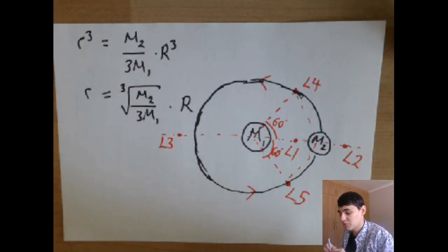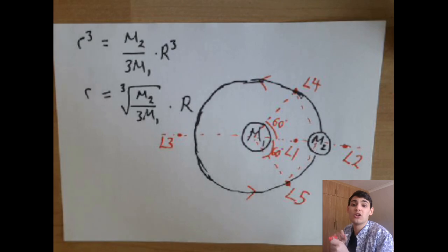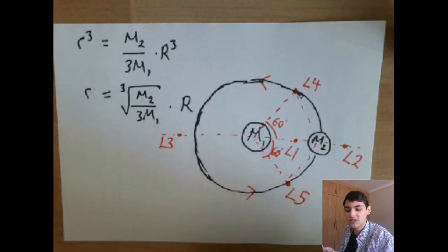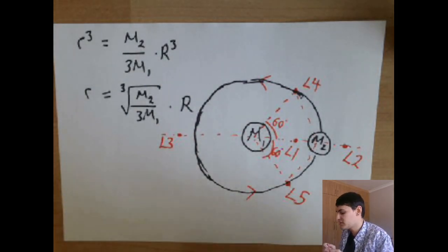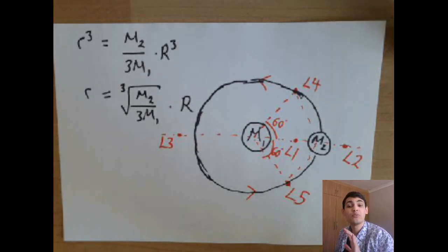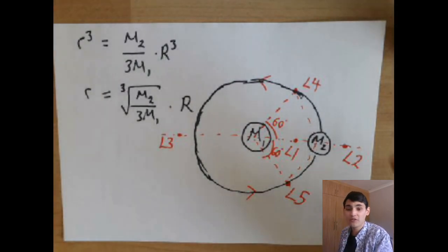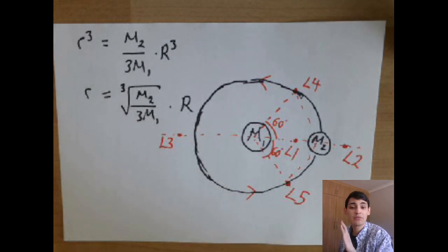Fun fact about these points: L1, L2 and L3 are a little bit unstable, so if you put something there, you have to perform a lot of course corrections to keep your objects there. But L4 and L5 are in fact stable, so stable that you can end up with what are called Trojan asteroids. The first Trojan asteroids were discovered in Jupiter's Lagrange 4 and 5 points. These ones have a capital T.